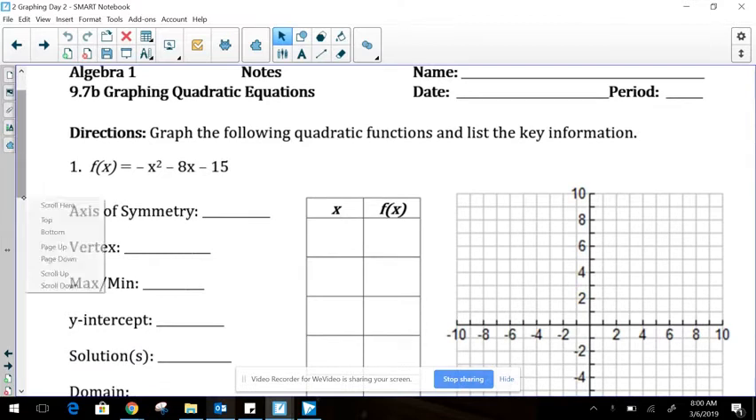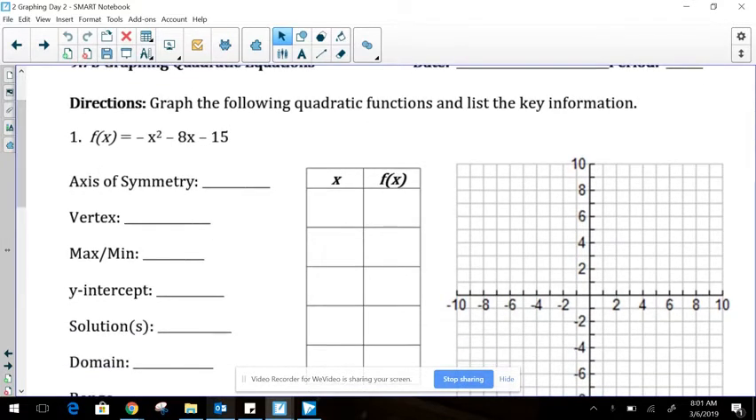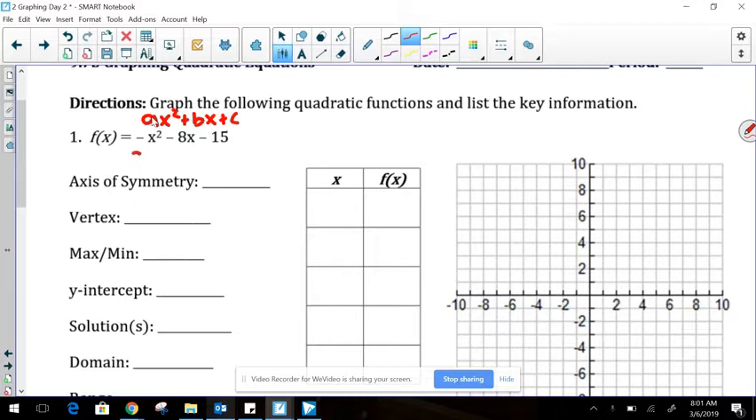Okay, so let's start off here by writing our general formula or format for a quadratic: ax squared plus bx plus c. This will help us match up what a equals, what b equals, and what c equals. So a is the number in front of the x squared, that would be -1. B is the number in front of the x, that's -8. And then c is just the number here, so that's -15.